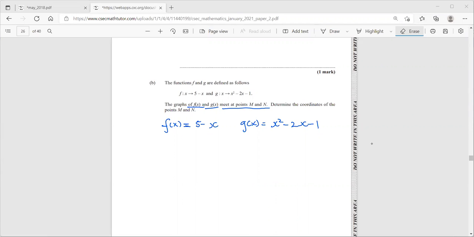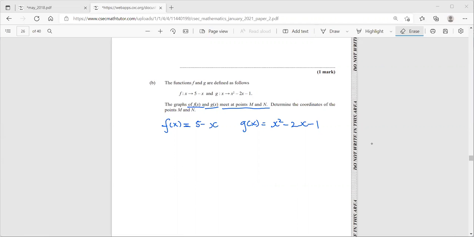So we are viewing a question like this and we're briefly going through it. We have two functions. Remember when we did functions, I like to write it in a form that I'm familiar with. F of x is equal to 5 minus x. G of x is equal to x squared minus 2x minus 1.